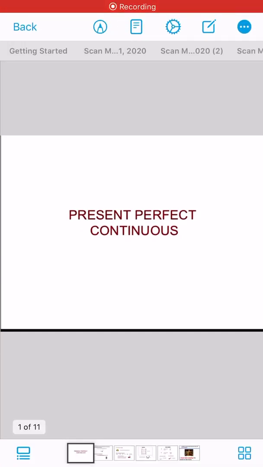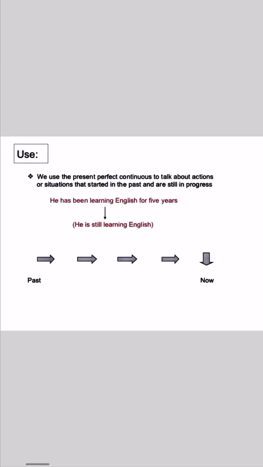Today we are going to talk about our grammar in Unit 9. Let's talk about the present perfect continuous, or present perfect progressive. It's the same meaning. Okay. Now let's start with the uses of the present perfect continuous or the present perfect progressive in our grammar.